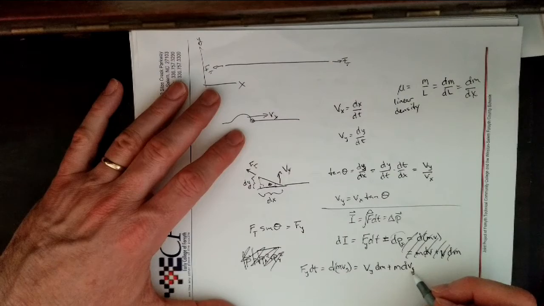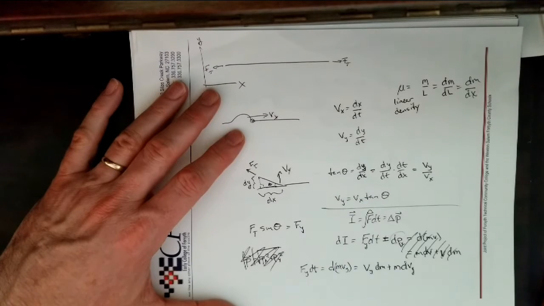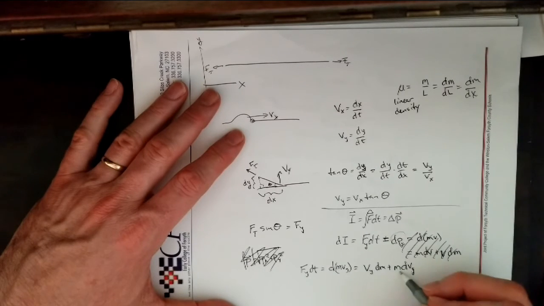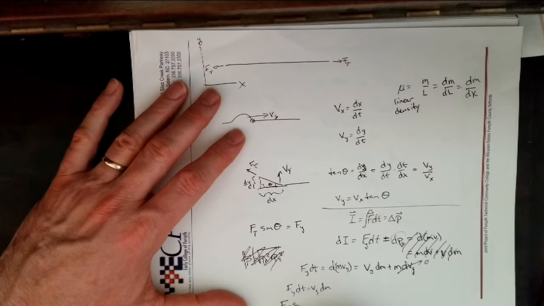The change in v in the y direction, well, if v in the x direction is constant and that angle is maintained there, then the change of the speed in the y direction is close enough to 0. And so what I'm left with here is Fy dt is equal to Vy dm. Fy is equal to Ft sine theta. So I have Ft sine theta dt is equal to Vy, and I know Vy is Vx tan theta, dm.